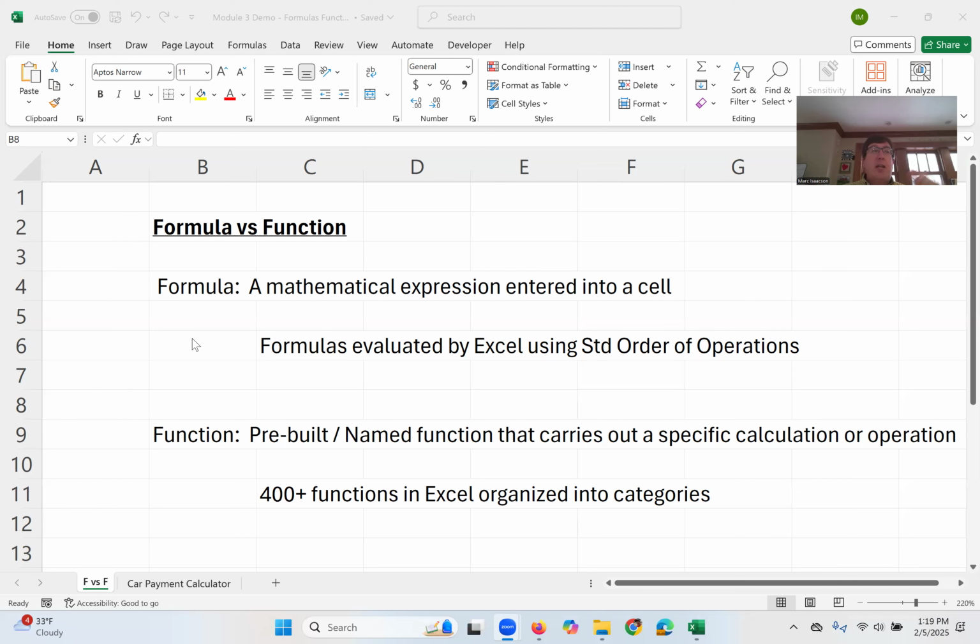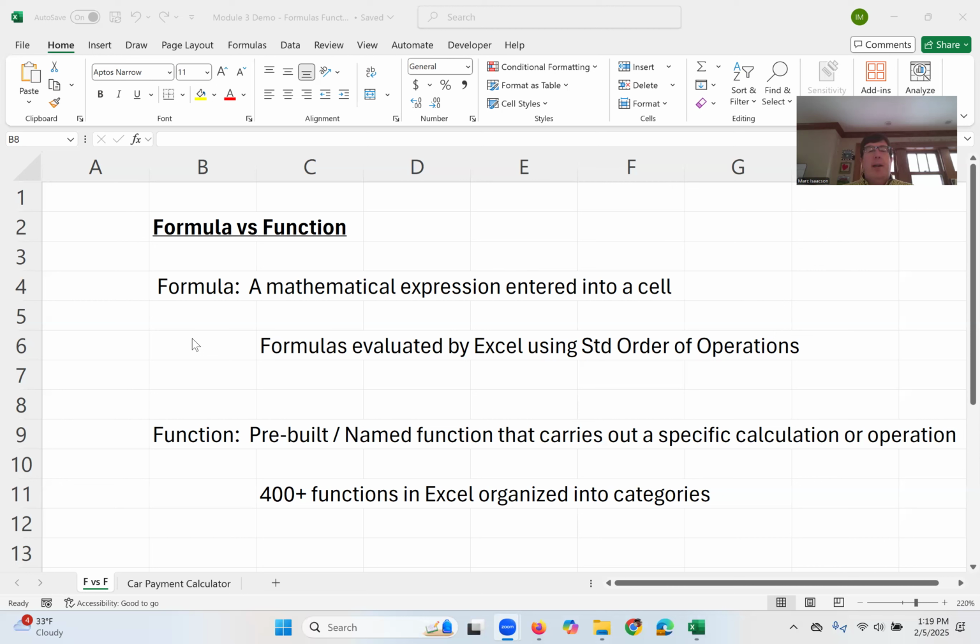Again, in a formula, you say equals, and then you do whatever addition, subtraction, multiplication, division, etc. that you want. In a function, it is something that is pre-built. It has a name. It has specific purposes, or a specific calculation that it's going to carry out, or a specific operation. Not all functions do math. We saw that already. We saw the equals today function. Its operation is to simply display the current date.